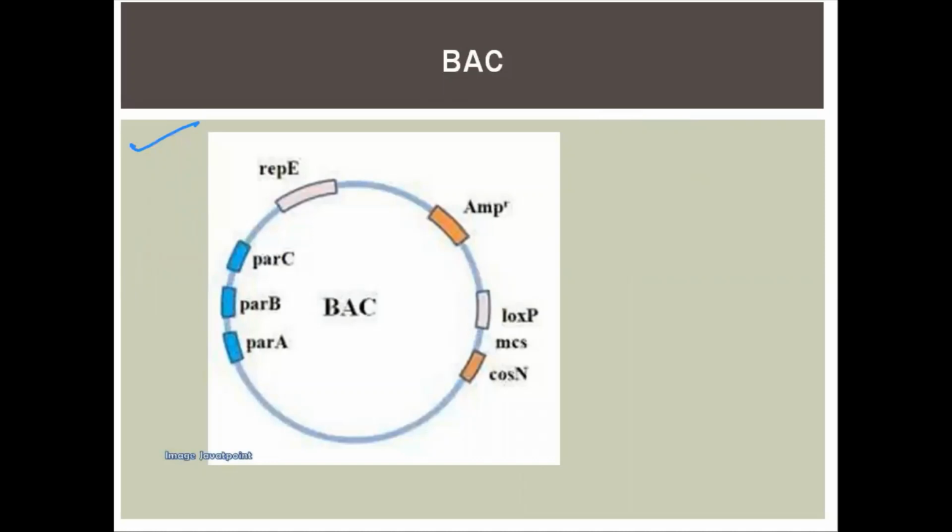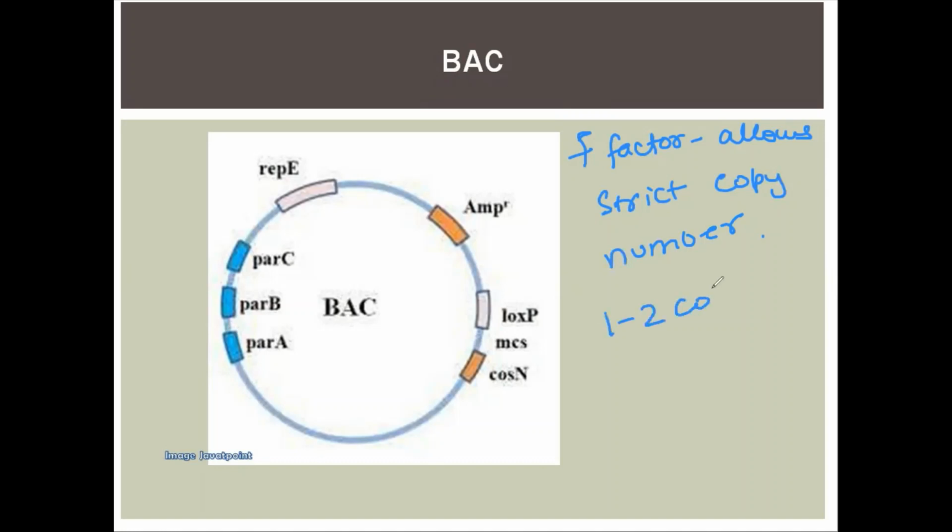When I talk about a bacterial artificial chromosome, this has its own origin of replication from E. coli. This origin of replication from E. coli has an F factor. This F factor allows strict copy number. Please remember this F factor allows strict copy number, and it maintains 1 to 2 copies of vector per cell. Now let's learn in detail about each part here.